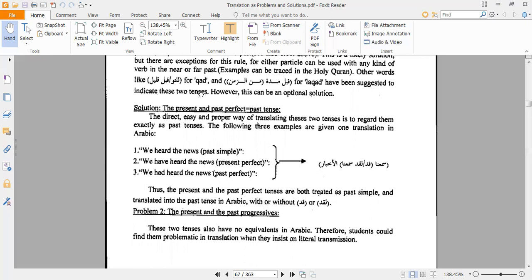In the third example, we had heard the news. Here we have past perfect: had plus the past participle. بستخدم لقد ماضي بسيط، وبستخدم منذ مدة. لقد سمعنا الأخبار منذ مدة. Okay, in this way we can deal with the present perfect and past perfect.